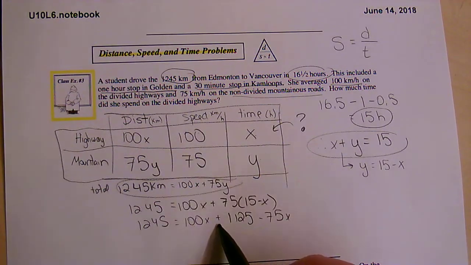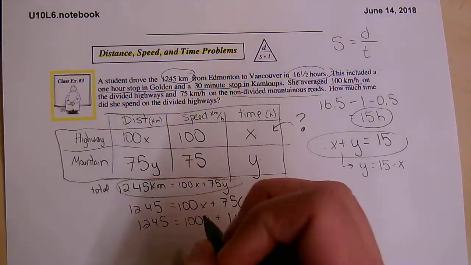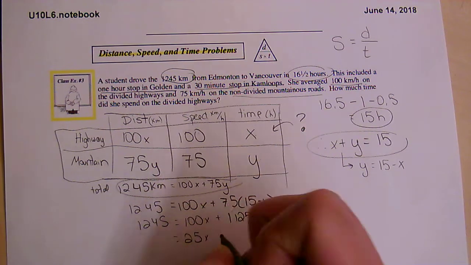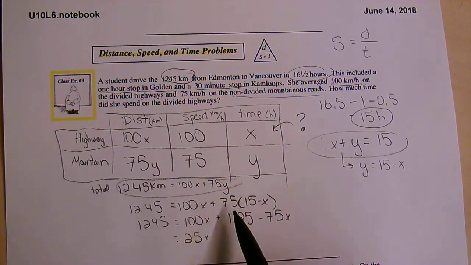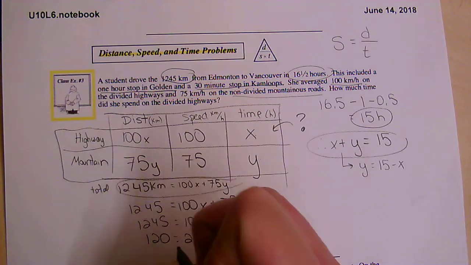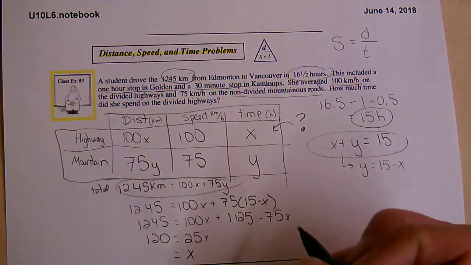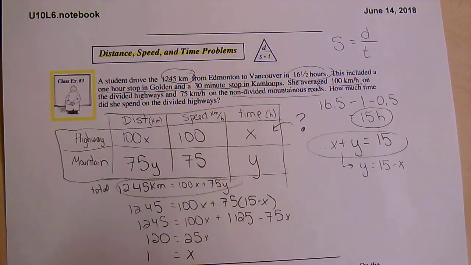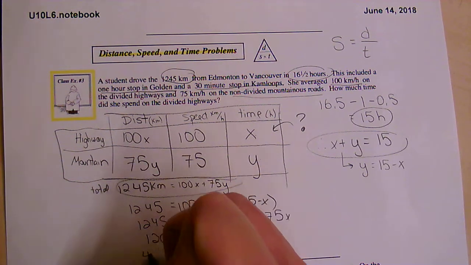Okay, combine my like terms, so 100 minus 75 is 25. 1245 minus 1125 is going to give me 120. Okay, and then we'll just convert that to 4.8.